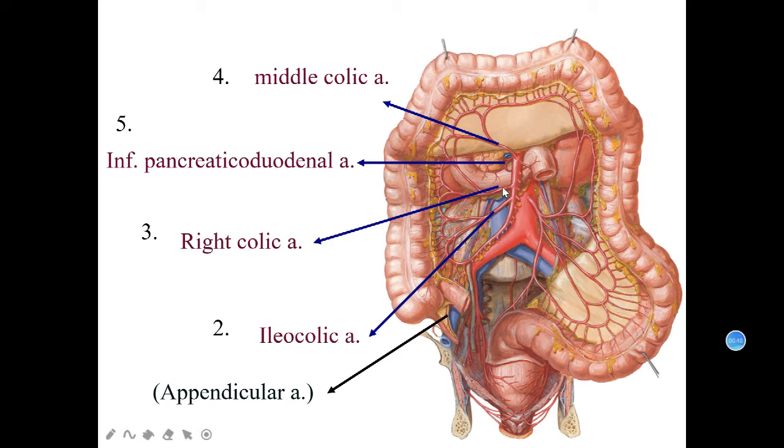The third branch is right colic artery. Supply the upper part of ascending colon. The fourth branch is middle colic artery. Supply the transverse colon. The last branch is inferior pancreaticoduodenal artery. Supply the head of pancreas and the horizontal part and the ascending part of duodenum.